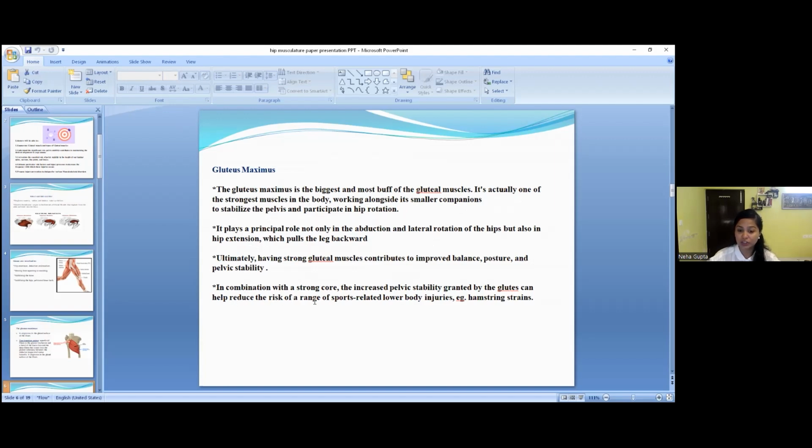In combination with a strong core, the increased pelvic stability granted by the glutes can help reduce the risk of a range of sports-related lower body injuries, such as hamstring strains. When we make our core strong, our pelvic stability increases, and many sports-related injuries are reduced because they also help our hamstrings become strong.